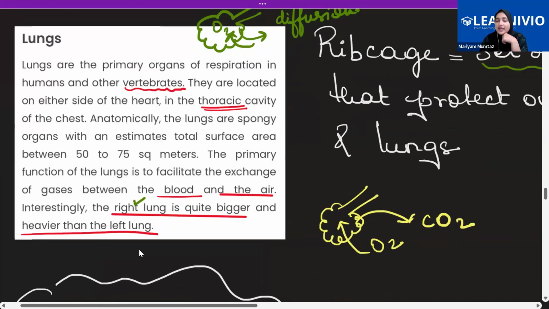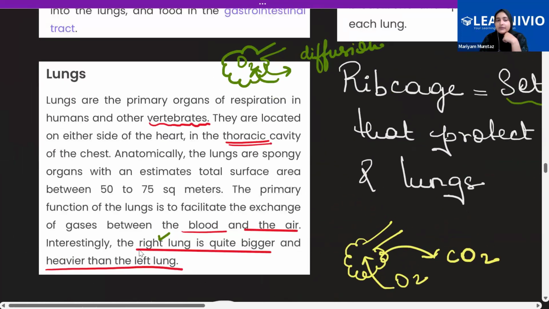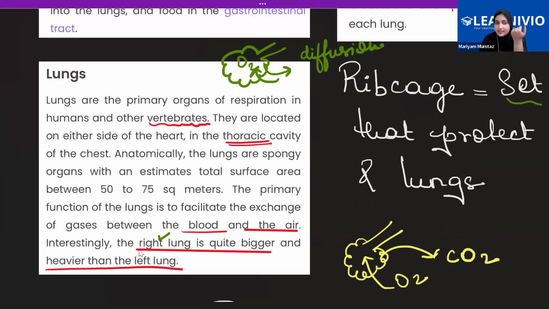So the lungs are the primary organs of respiration in humans and other vertebrates. And where are they present? They are present in the thoracic cavity. What is the meaning of thoracic? Thoracic refers to the chest area, the thorax. Now, anatomically, the lungs are very spongy, soft organs, and the total surface area is 50 to 75 square meters.